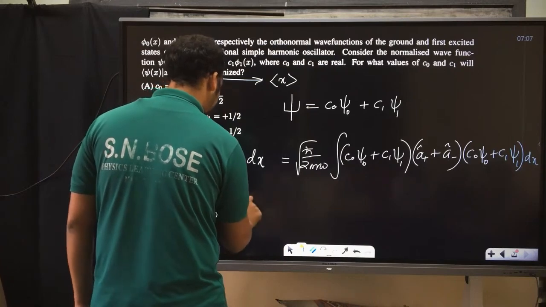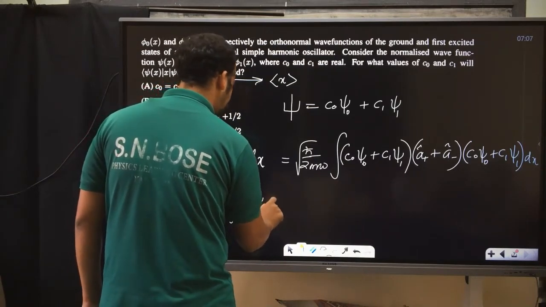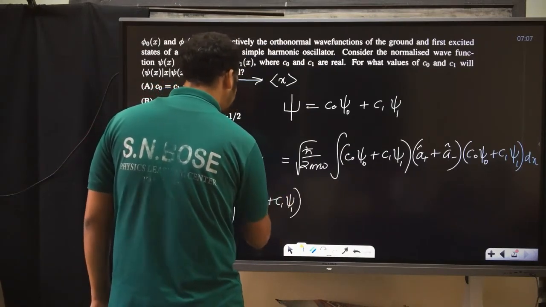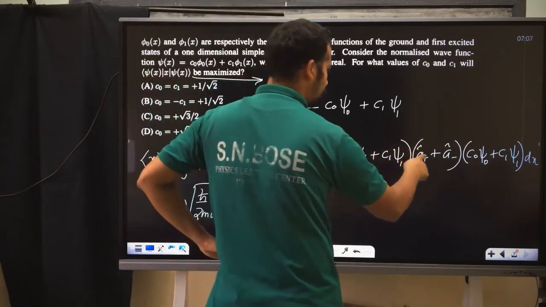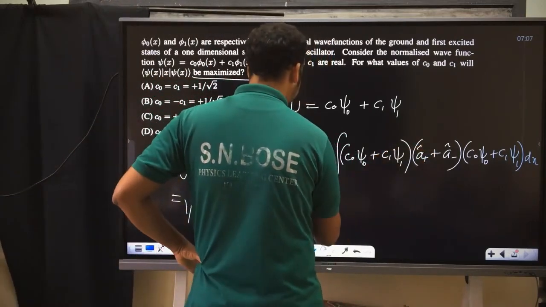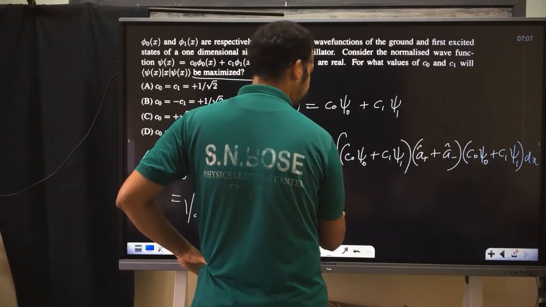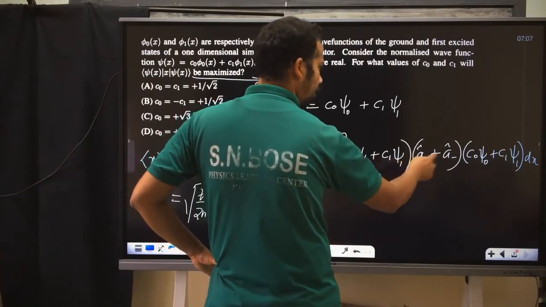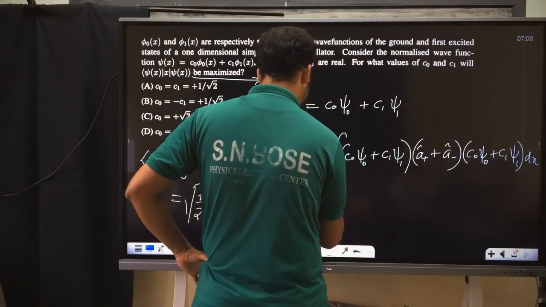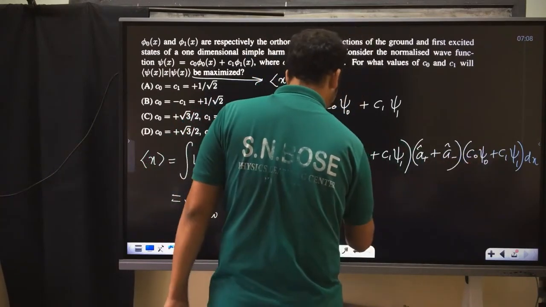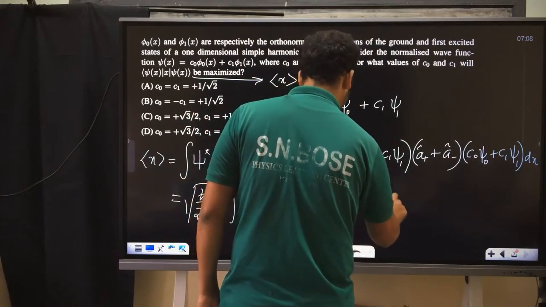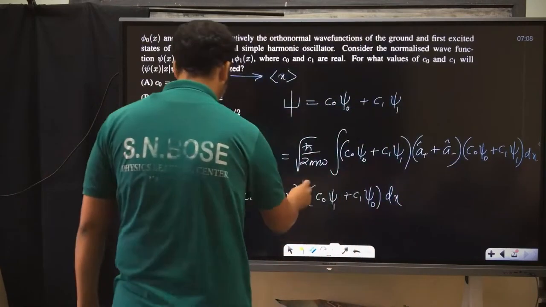I'll write this one: C naught psi naught plus C1 psi 1. You should have a good hold on this one. Doing it quickly, with the ladder operator, that will become C naught psi 1 plus A minus operator on this one, C1 psi naught, dx. Am I right?